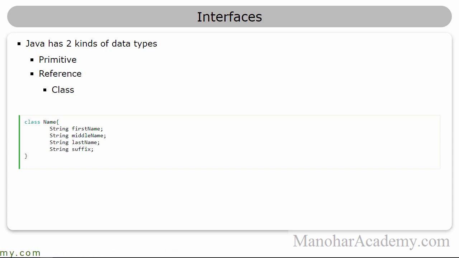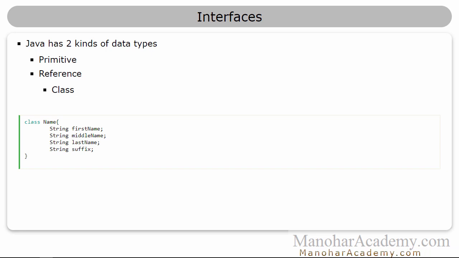We know that Java has two kinds of data types. One is primitive and another is reference type. So we have been creating classes, something like person, student, employee. Whenever we create these classes, we are actually creating new reference types. Also, we know why they are called reference types: because the objects have to be referenced through a reference variable.